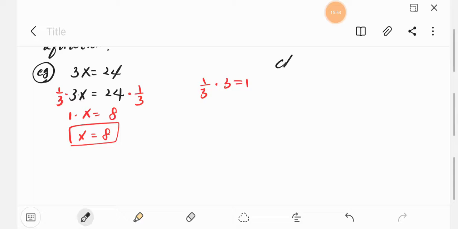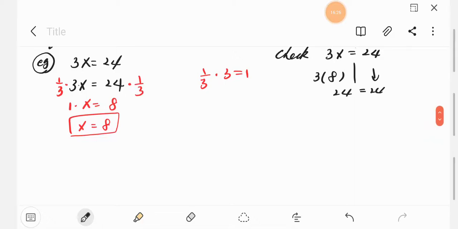Okay, let's check. 3x is equal to 24. Let's check whether this is true. 3 times 8 is 24, so that is equal to 24. So yes, 8 is the solution of the equation. Can you see it? So if x is together with a number, but it is a product, then what do we do? If it's a product, then multiply the equation by its reciprocal.